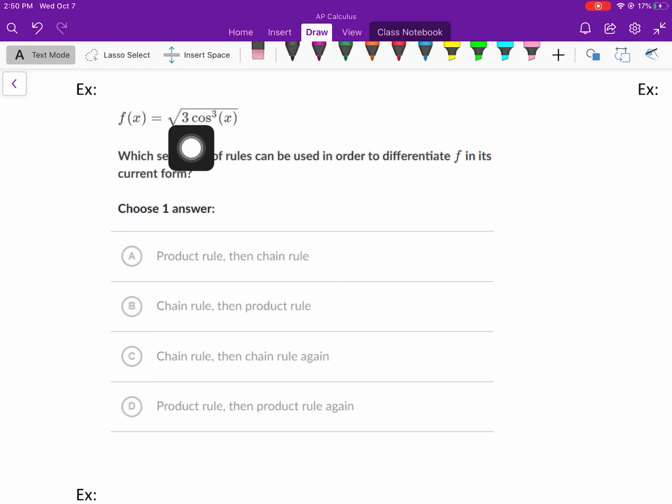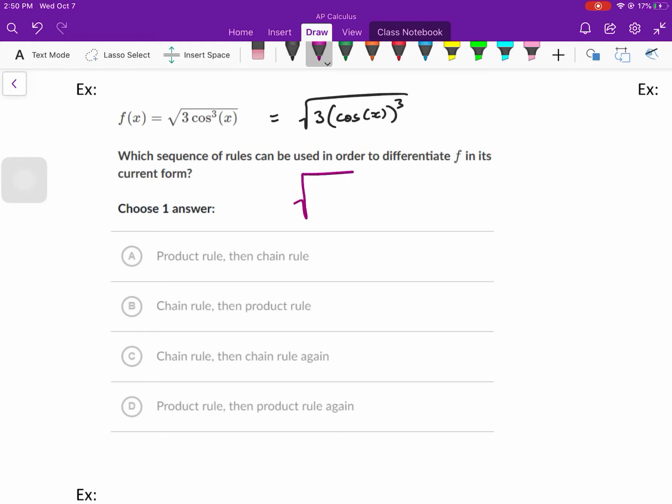I don't really see a product of two functions. I mean, I see a product between 3 times a function, but remember that 3 is just a coefficient, so it's not really bothering anybody. What I do see, though, if I were to rewrite this, remember cosine cubed of x is the same thing as cosine of x cubed, as in the whole thing's cubed.